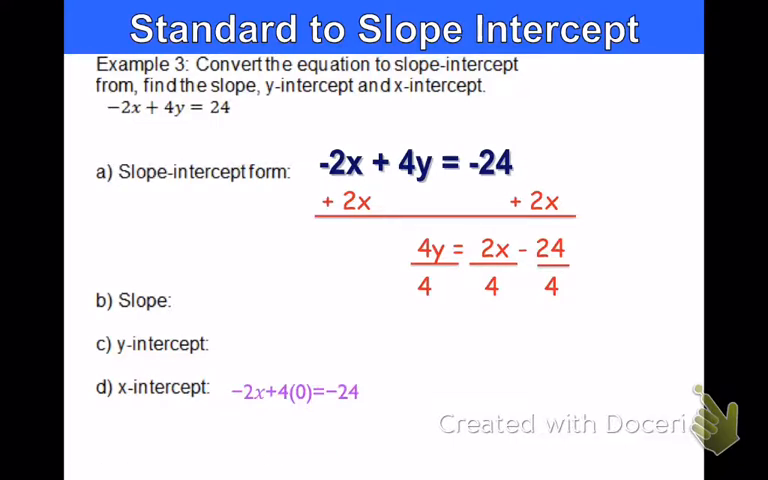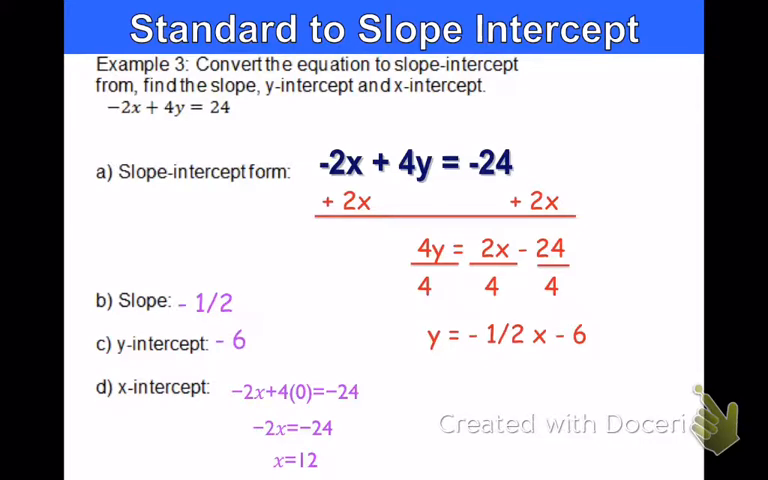So it's going to be -2x plus 4 times 0. Remember, I want to make the y the 0 because I want to solve for x, so I don't want to eliminate the x. Those eliminate. I'm left with -2x equal to -24. And if you divide by -2, you get 12. So my x-intercept is at 12. So here's the stuff that went away by accident.